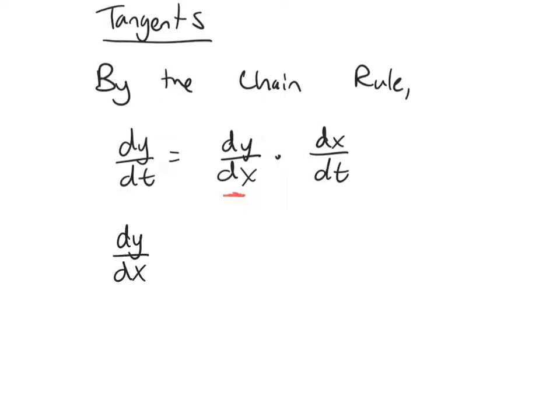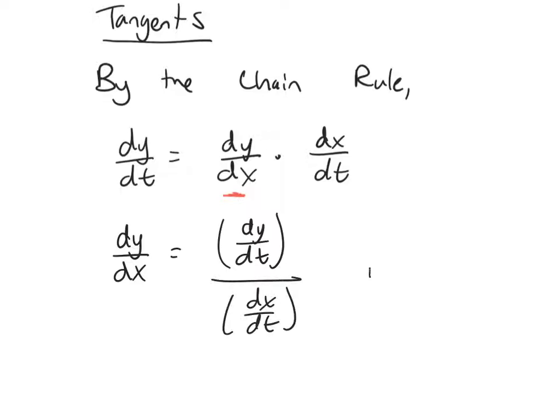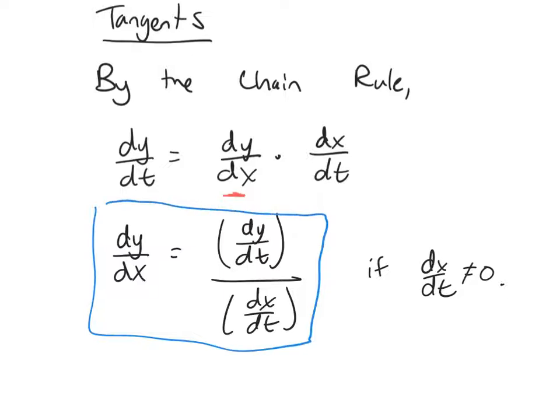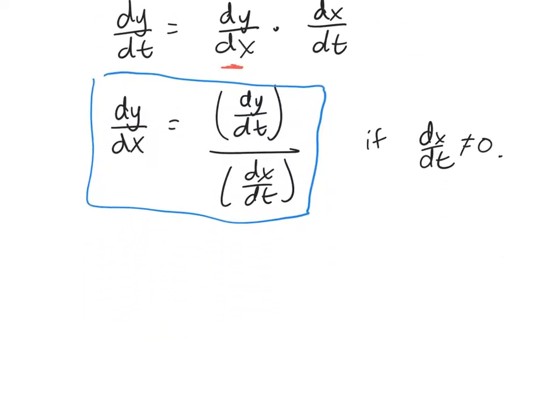dy/dx will be dy/dt divided by dx/dt, provided that I'm not dividing by 0, so the denominator is not 0. So this is the formula I'm going to use to find the derivative when I have parametric equations. So let's look at our first problem.